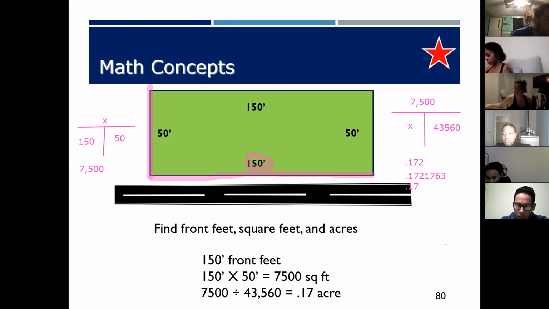Did I have a question? Do you have to know the square feet to get to the acres? Yes. Yep. Because if I don't know the square feet, then I have 2 X's. And I can only solve for 1 X at a time. There's no possible way to solve for 2 unknown variables.